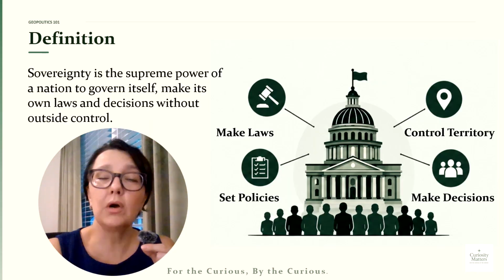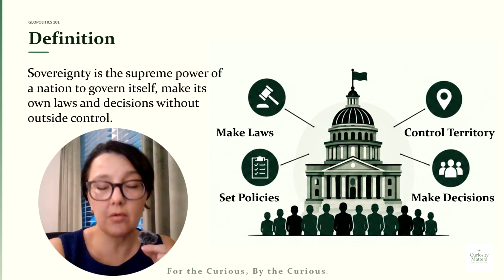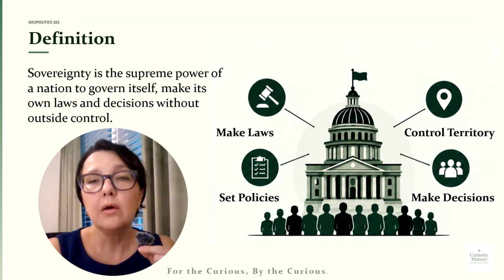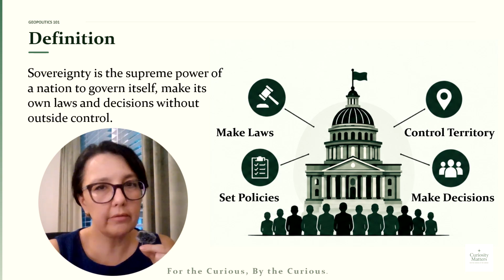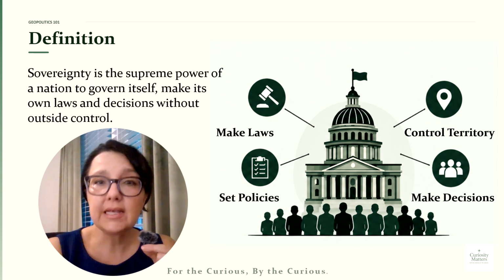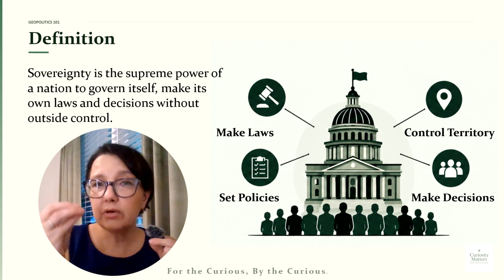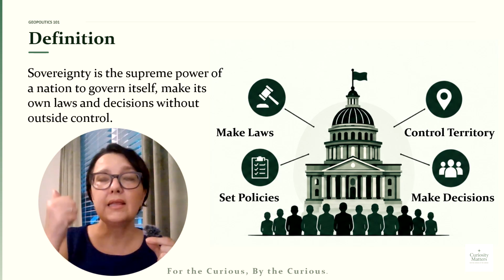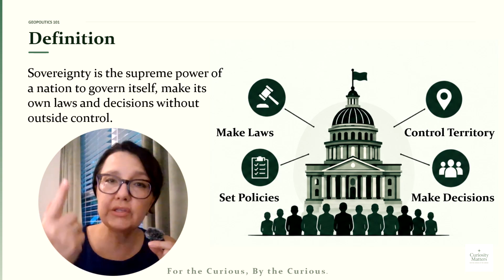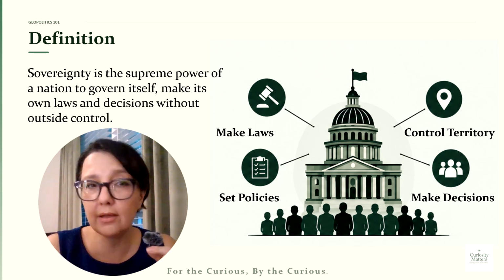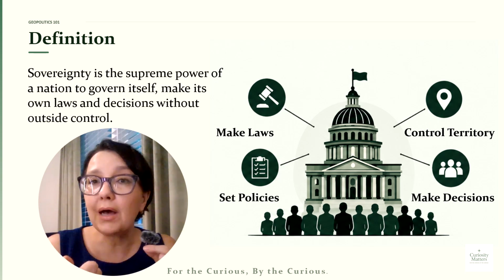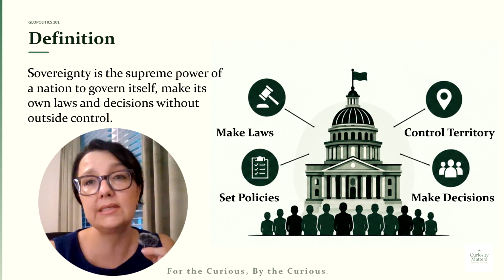Imagine someone walked into your home and said, "From now on, I make the rules here." What would you say? No way, right? Same with countries. Sovereignty means that the country has a right to govern its own house. It means it can set the laws, control its territory, decide who can and cannot cross the borders, set policies, and make its own decisions.